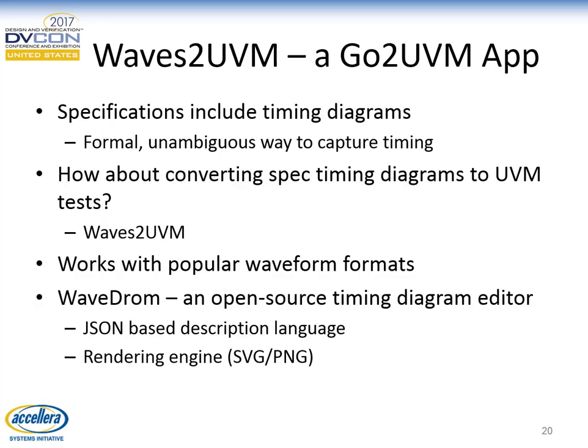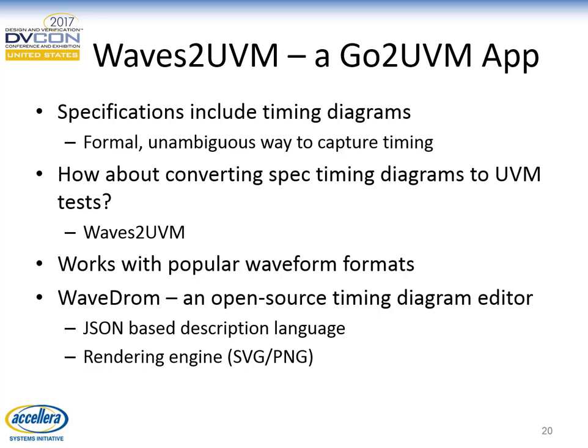So this is the next quick app that I'm going to talk about, which is called Waves to UVM. Specifications include timing diagrams, and it's a formal, unambiguous way to capture timing. It may not be comprehensive, but we do have timing diagrams dealing with digital designs. Now, how about we convert the spec timing diagram into a UVM test? Now that we have a UVM layer, which is a very, very thin layer that says I can toggle the pin right from my test case using a vif.cb, can I take it to the next level wherein I have a waveform, and with a push button, get a UVM test?